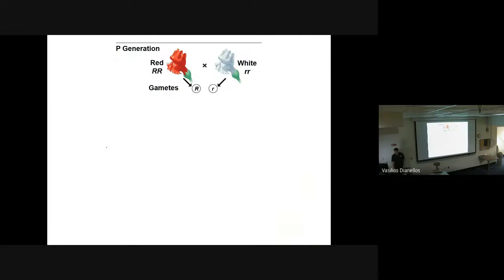So let's see it in action. Here we have a purebred red flower, right? Homozygous dominant, mating with a purebred white flower, homozygous recessive.